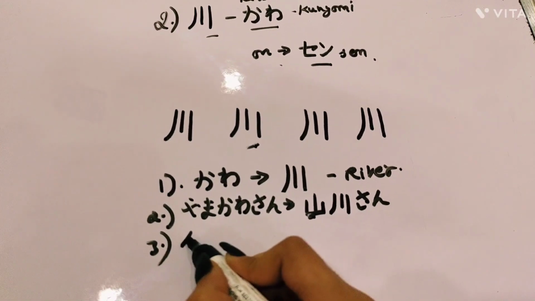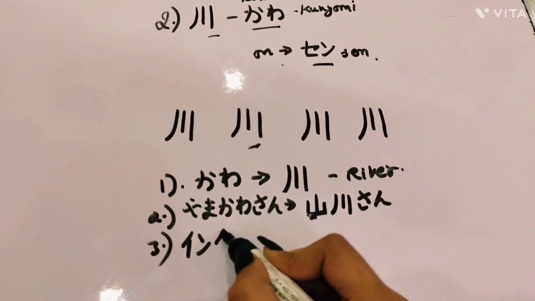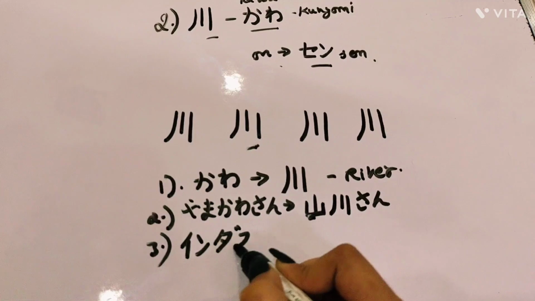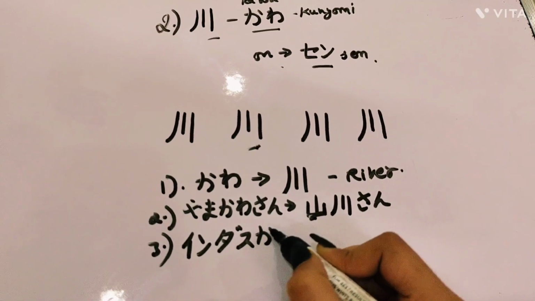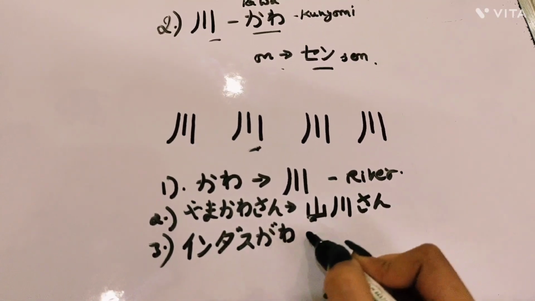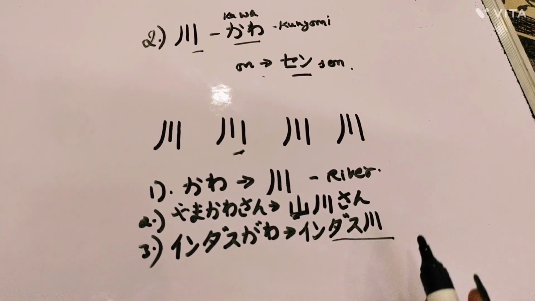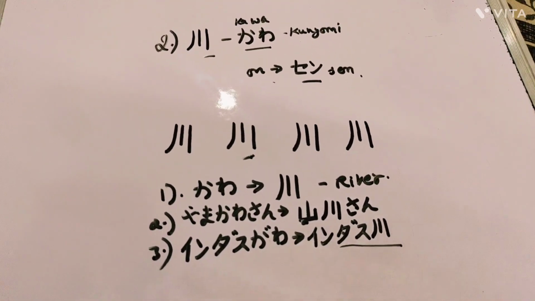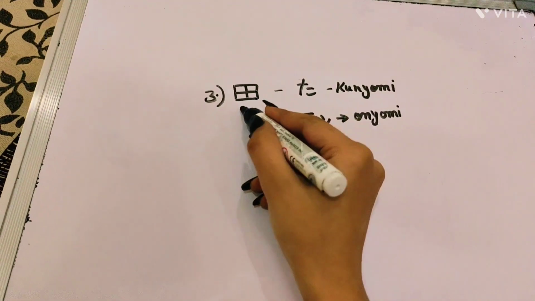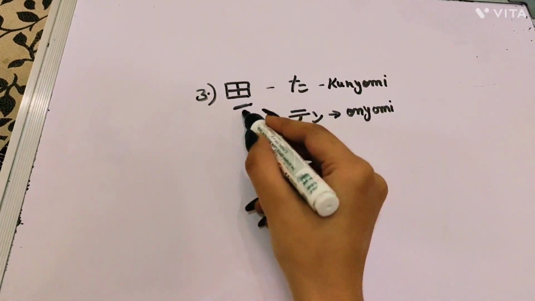Third is Indasu-gawa. Indasu as it is, and then write gawa. Indasu-gawa. Next is ta. Ta is a kunyomi.